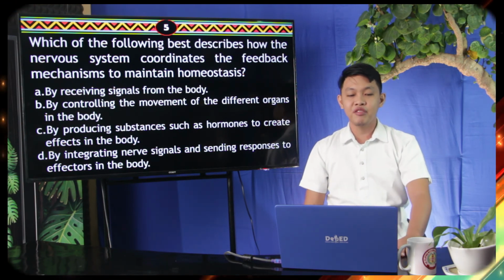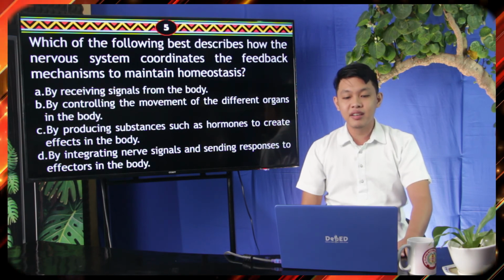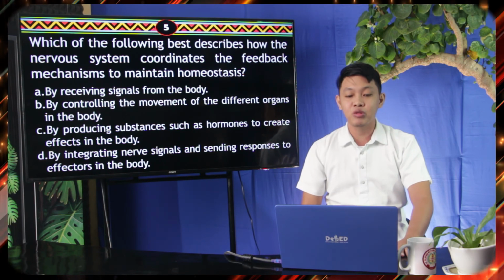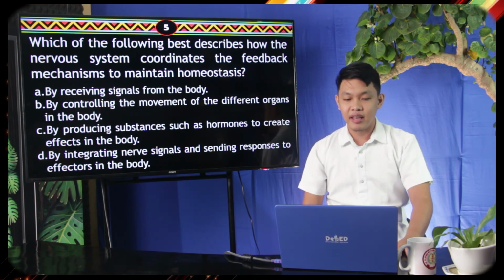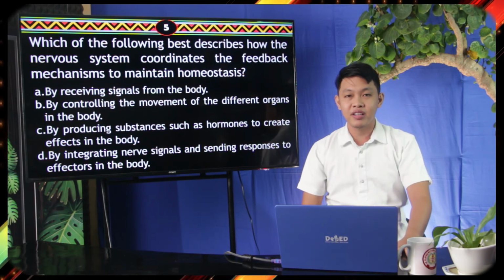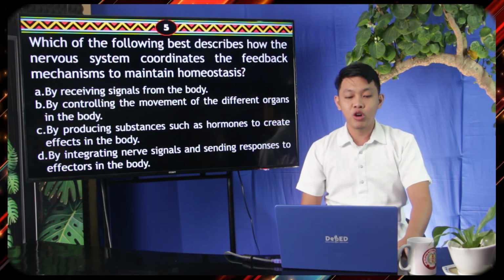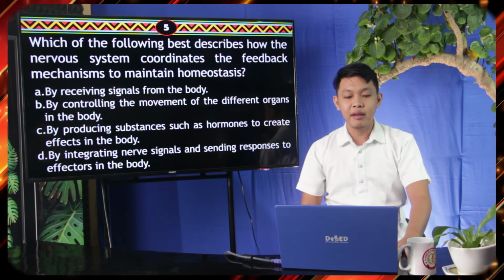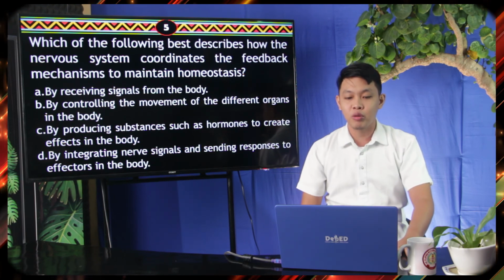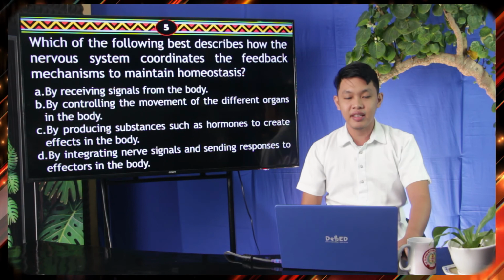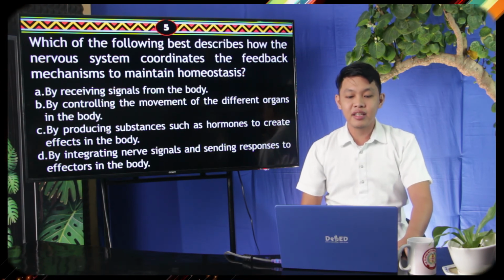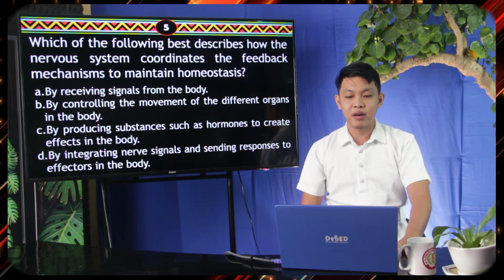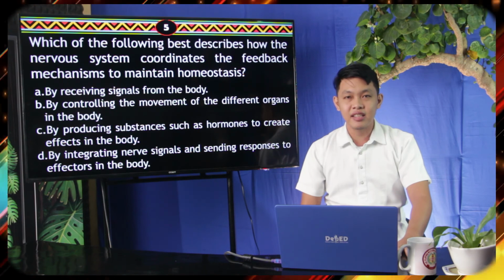Again, for number 5, which of the following best describes how the nervous system coordinates the feedback mechanism to maintain homeostasis? A, by receiving signals from the body. B, by controlling the movement of the different organs in the body. Letter C, by producing substances such as hormones to create effects in the body. Or letter D, by integrating nerve signals and sending responses to effectors in the body. Your 5 seconds starts now.